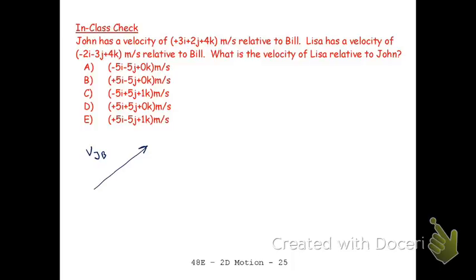So let's have a look. Lisa relative to Bill. So there's my V, Lisa, Bill. And then what is the velocity of Lisa relative to John? So that's what I'm looking for. V, Lisa relative to John. So I went John, Bill, JB. I want Lisa, Bill, LB. And I want Lisa, John, LJ.